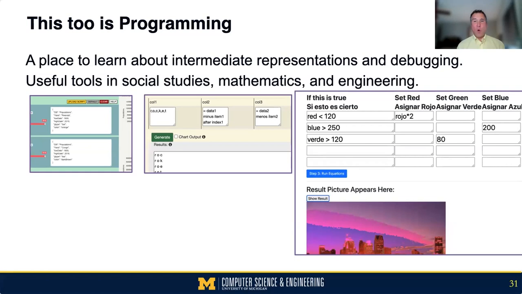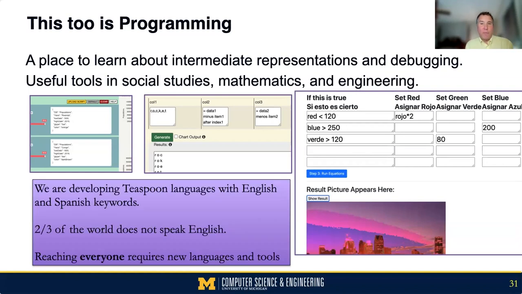This too is programming. These things that I'm showing you, the scripts that are in DB4L, the specification of the columns and the counting sheets, the specification of the image filters in pixel equations, these are specifying a process for a computational agent. In addition, they are actually useful tools in history classes, in mathematics and engineering classes.